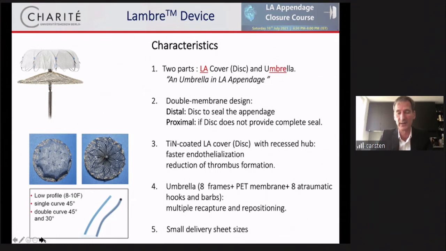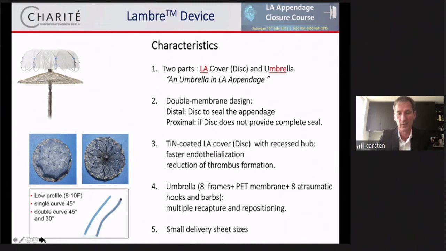It has a double membrane design. There's one membrane, we will see that soon, within the disc, and you have the proximal umbrella that has a membrane as well. So in theory, you have two membranes closing the LAA. The disc is doing the main job.